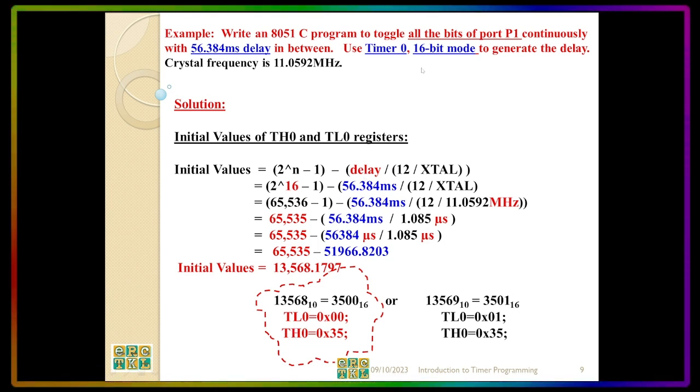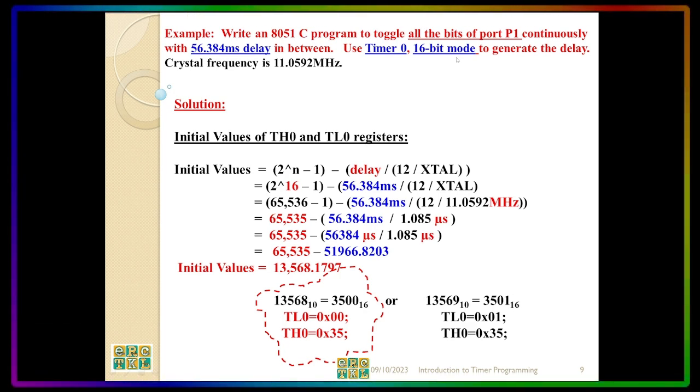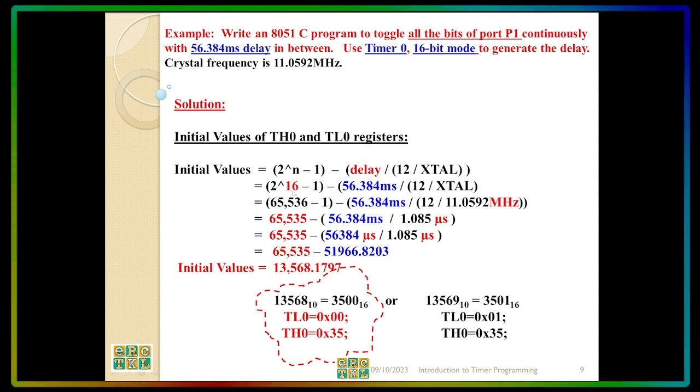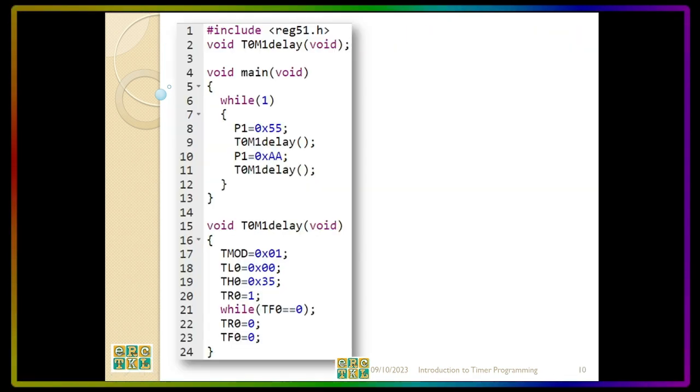Now, if we use another mode, which is not the 16-bit mode, let's say we use 13-bit mode, which is mode 0, then the difference is that the 2 to the power of n will become 2 to the power of 13. That is if you are using 13-bit mode in your example or calculation. Now, this will be the program for our problem.